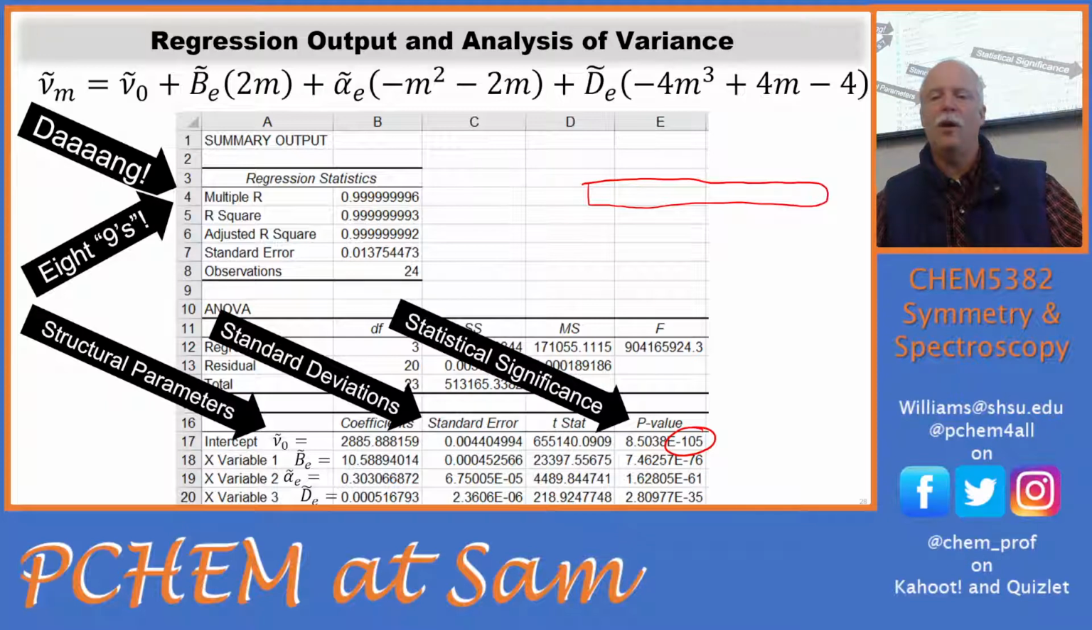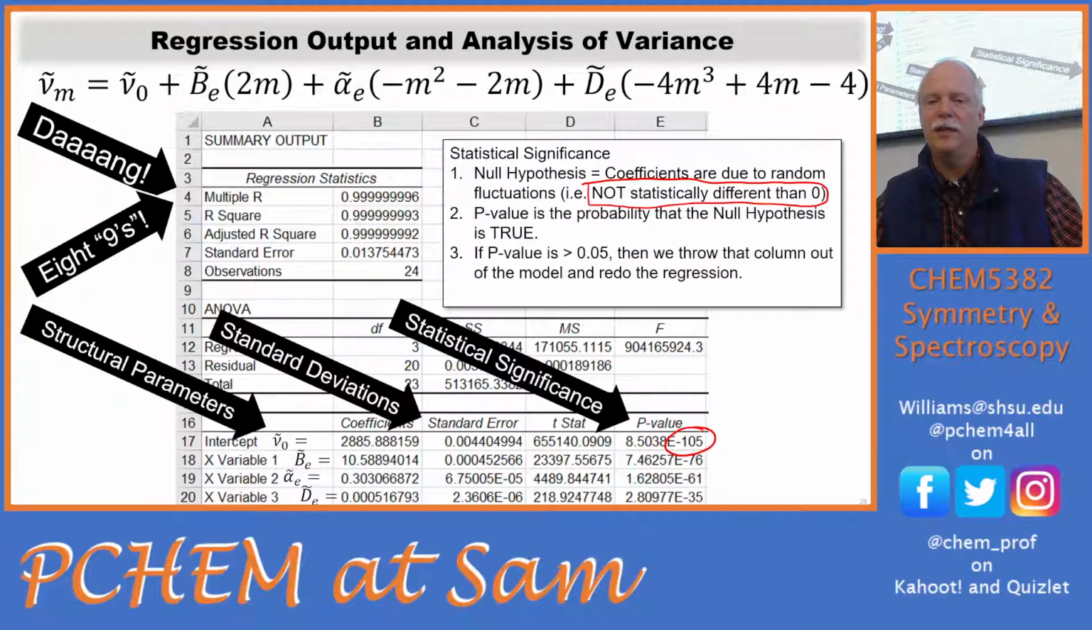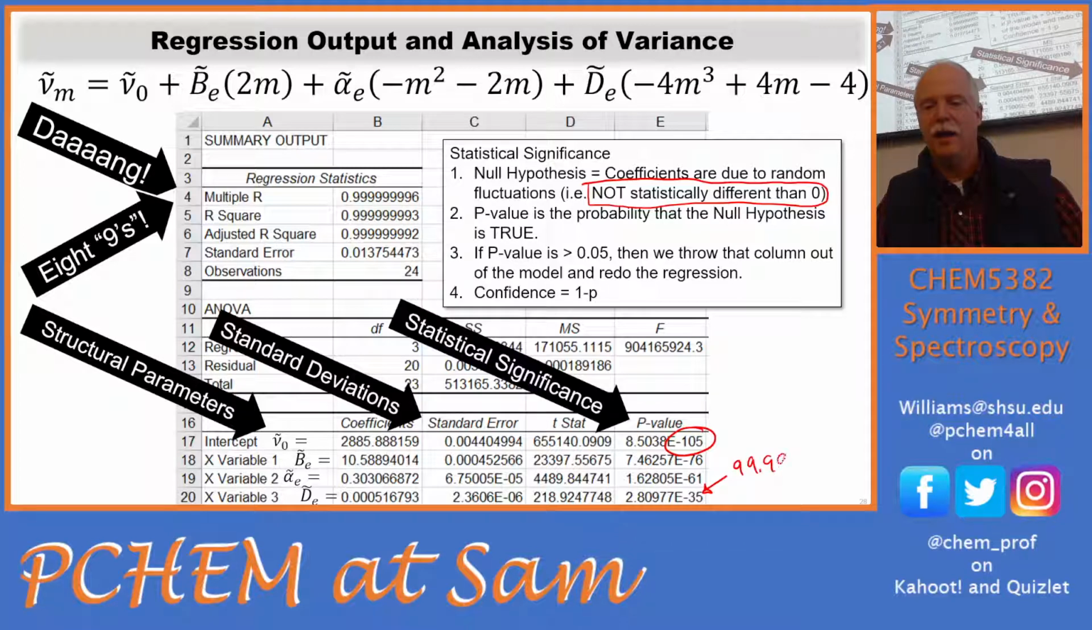We have an enormously small, I would say, a minuscule p-value for our intercept. And even for our centrifugal distortion, this is the most uncertain one, we still have a very nice p-value, 10 to the minus 35, so it's very good. And so our confidence is 1 minus p. So this was 99.999, okay, times 35, right? That's how confident we are.